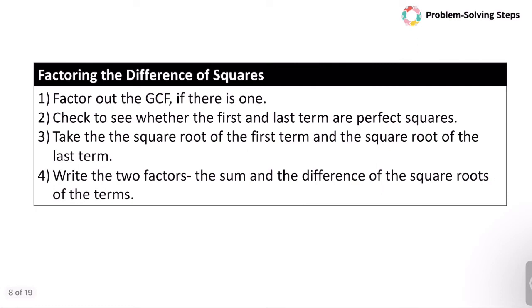So here are our steps. Remember, always in factoring problems, we're going to start off by factoring out the GCF if there is one. Then you'll check to see whether the first and last terms are perfect squares.